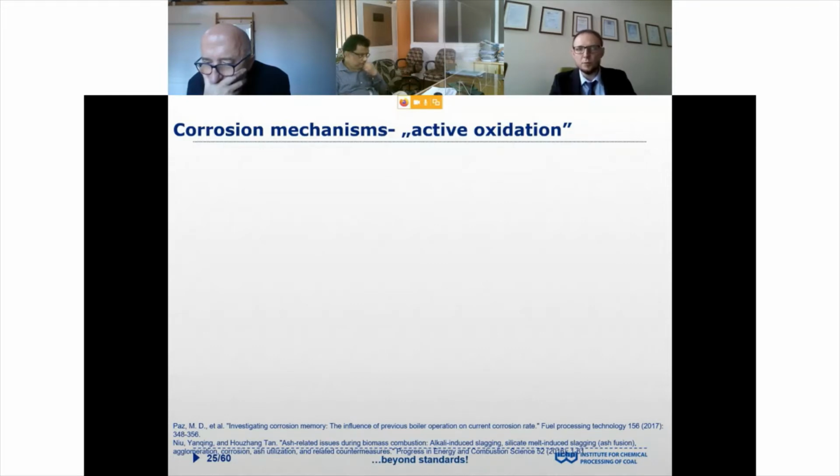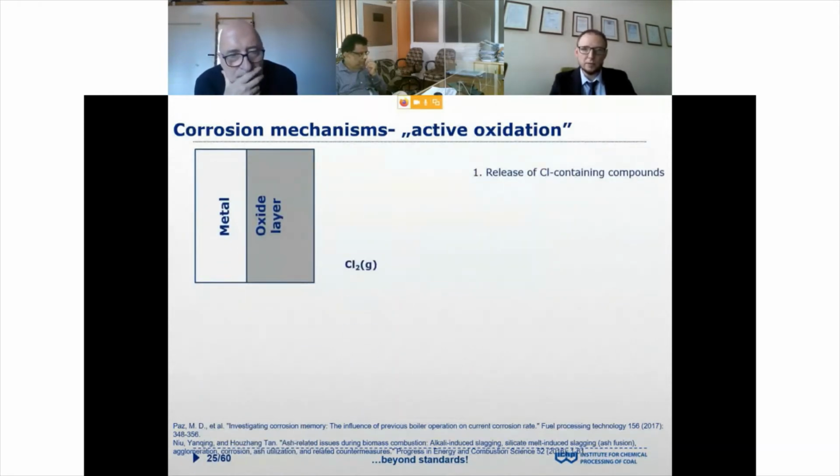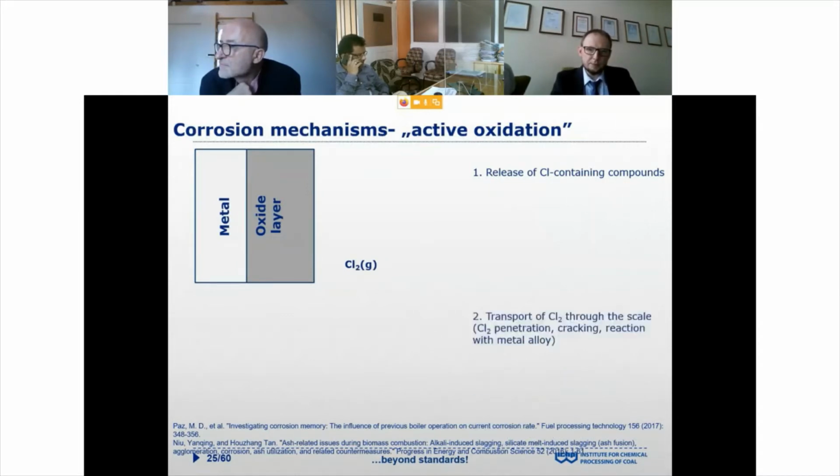In fact, the most common, the most popular, if I may say so, is active oxidation in the presence of gaseous chlorine. The chlorine can be in the boiler atmosphere in different phases. One of the possible ways is gaseous chlorine. Of course, the first step is the release of chlorine compounds from the combustion of the biomass, even from the coal. But in biomass, the chlorine content is much higher. So this is the first step.